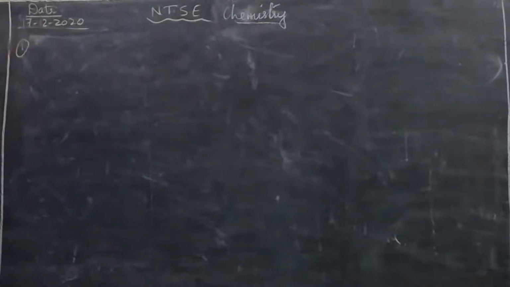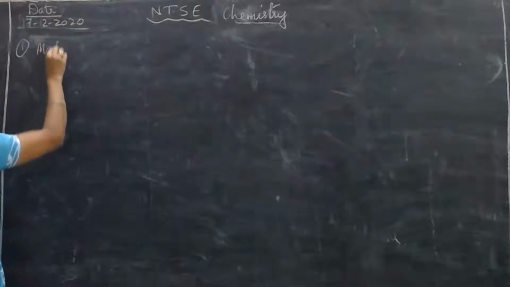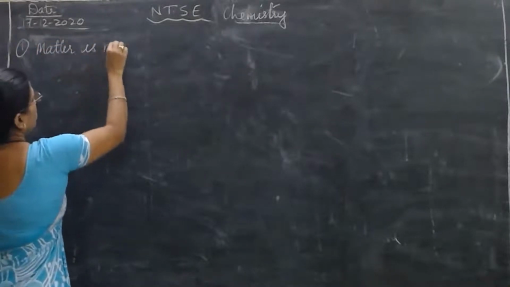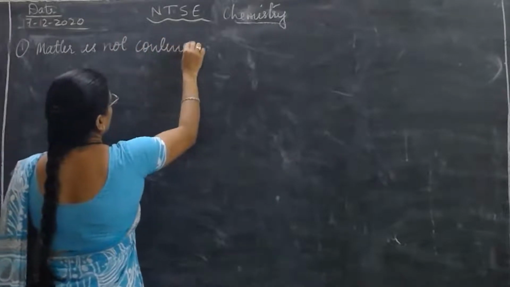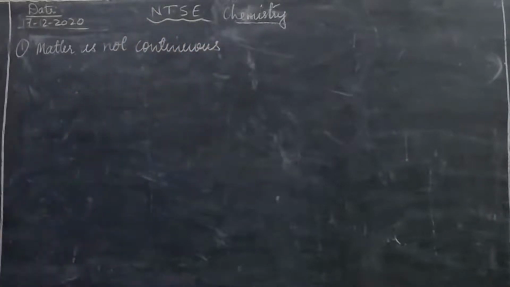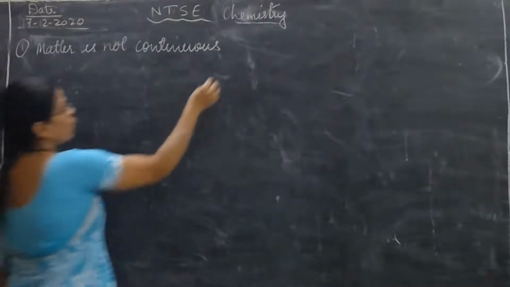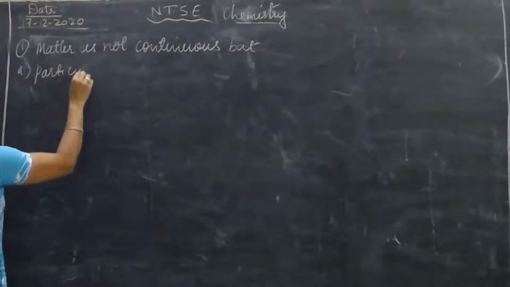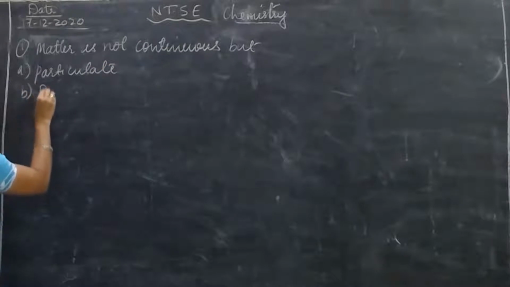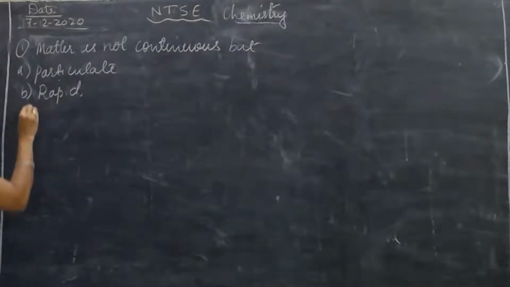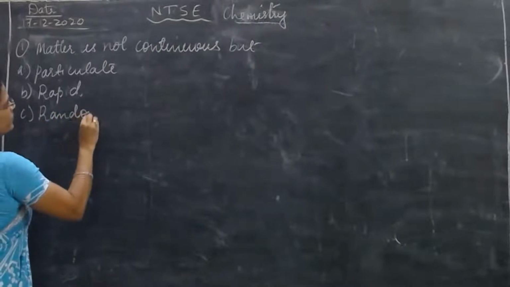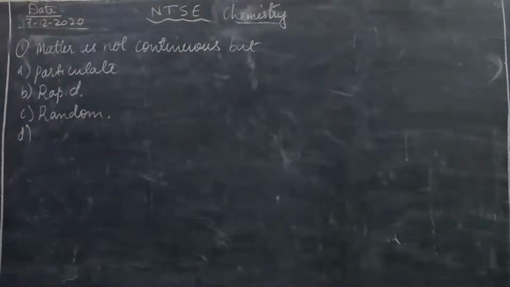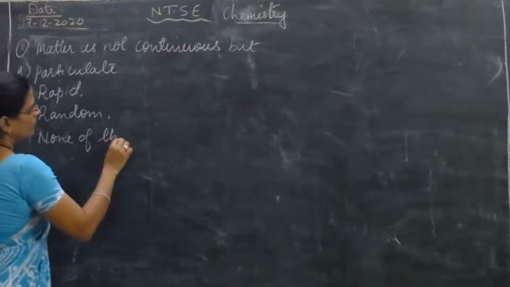So the first question you had today, look here: matter is not continuous, but. The options: A, particulate; B, rapid; C, random; D, none of the above.